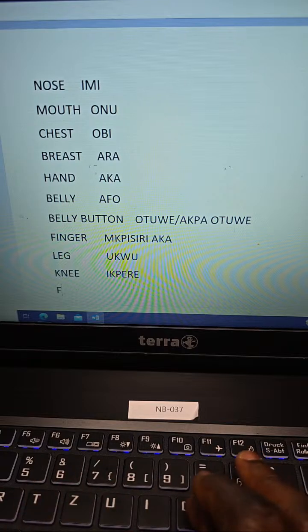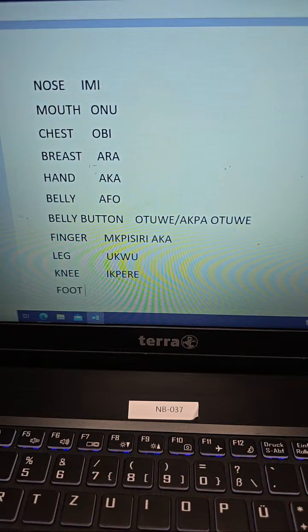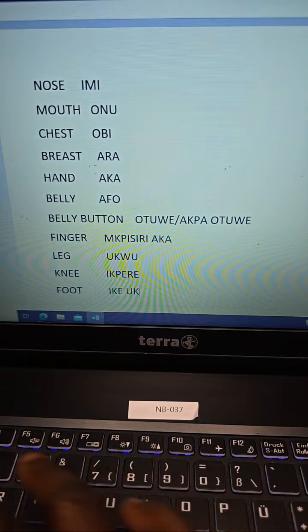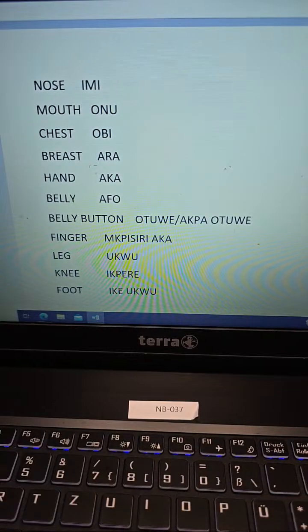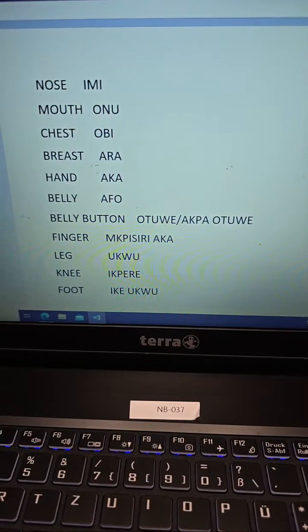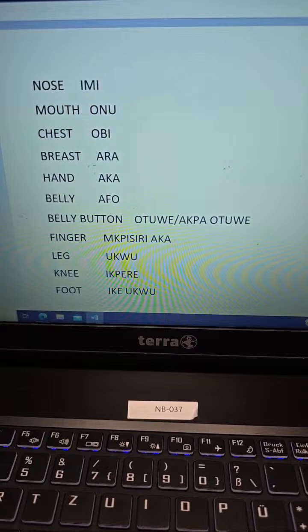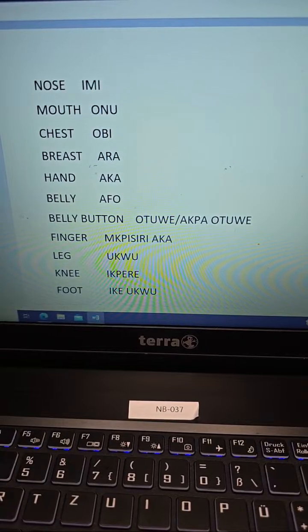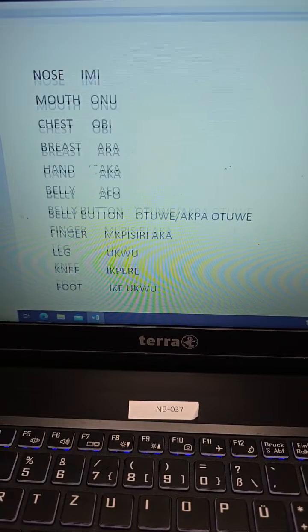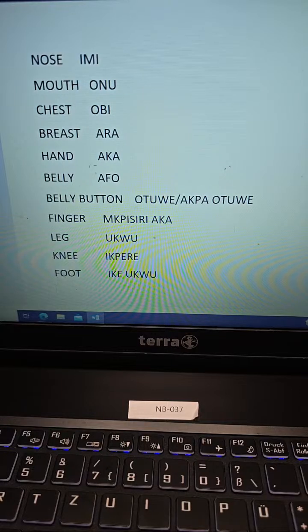Foot, ike ụkwụ. Foot, ike ụkwụ. Foot, ike ụkwụ.